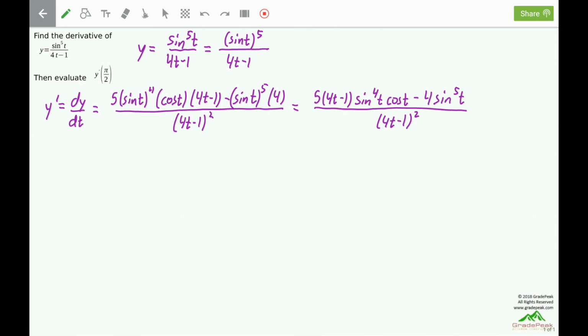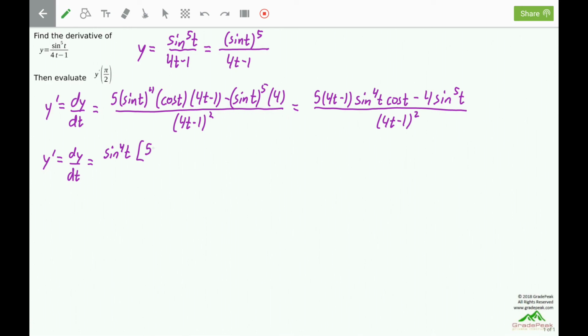The only other thing that we can do with that is factor out a power of sine. We actually have a sine fourth of t in the first term and a sine fifth of t in the second term. We can factor out the lower power of the two. So y prime or dy dt will be factoring out sine the fourth of t. For the first term, we're going to be removing all 4 of those, so that will take all of that out. For the second term, we're going to take out 4 of the 5, and that'll leave that.